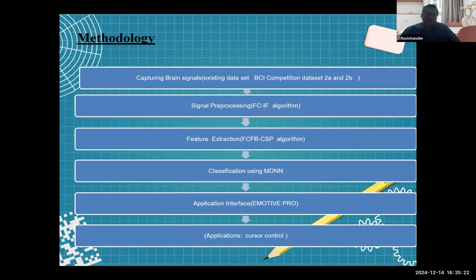Here is the methodology. For that, we use capturing of brain signals. We take an existing data set, from BCI competition data set 2A and 2B. Two days back, Rahul Chaurasia sir told that to begin BCI experiments, we have to start with existing data sets. One standard data set is BCI competition data set 2A and 2B. I think Shankar asked this question. Shankar is there?